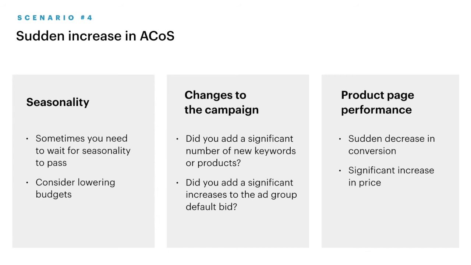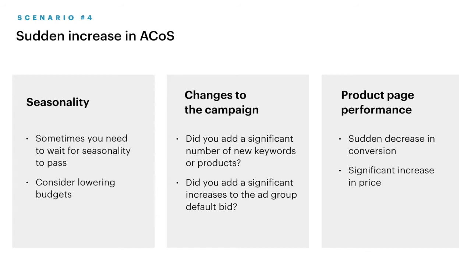But if you're manually managing your bids, then you should be very aware of your ad group default bid. It's good to start that high sometimes if you want more exposure, but as your objectives change and you start to get more concerned with ACoS, you should go back and think about changing that, making it a little bit lower.